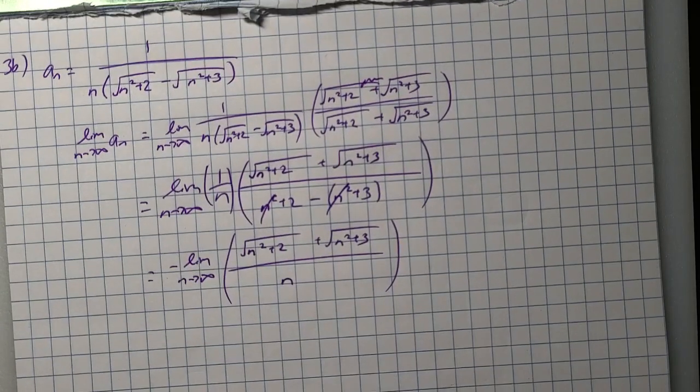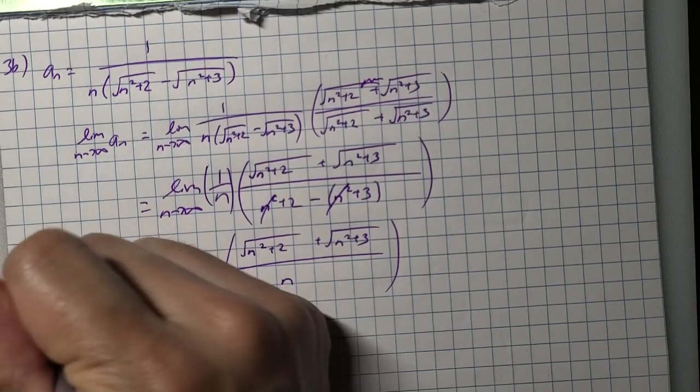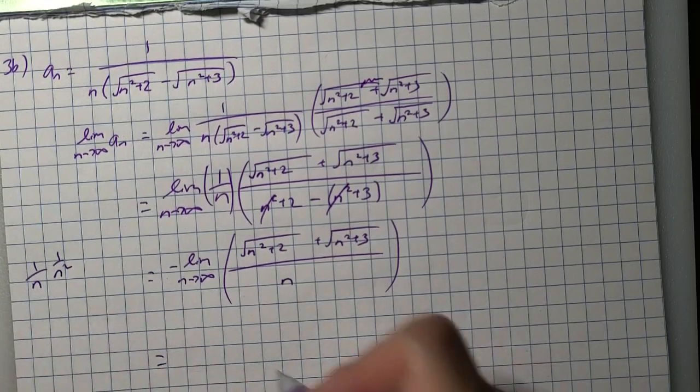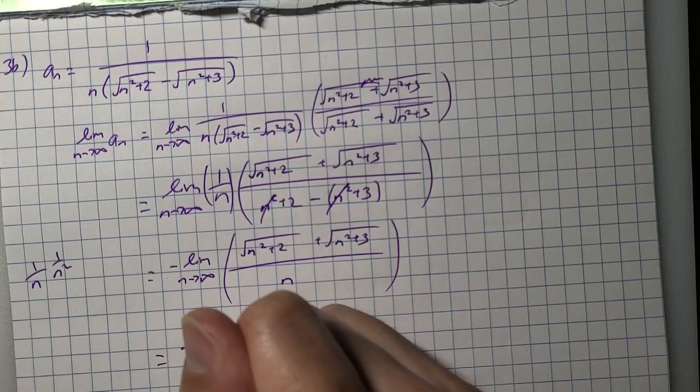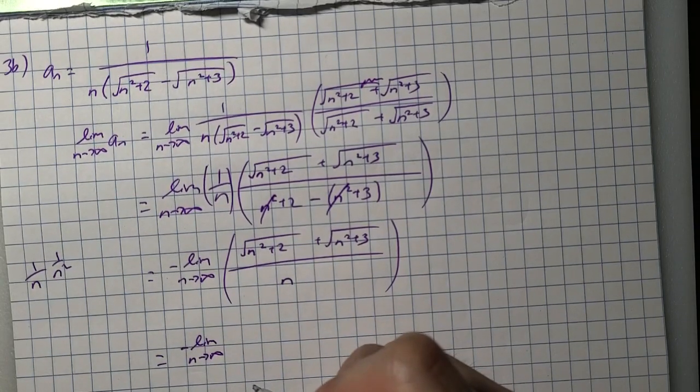Okay, so we have this limit. How do we solve this? Remember the technique? We like things like 1 over n or 1 over n squared. We like things like that, because when n goes to infinity, the thing goes to 0. So, limit as n goes to infinity with a minus sign in front.